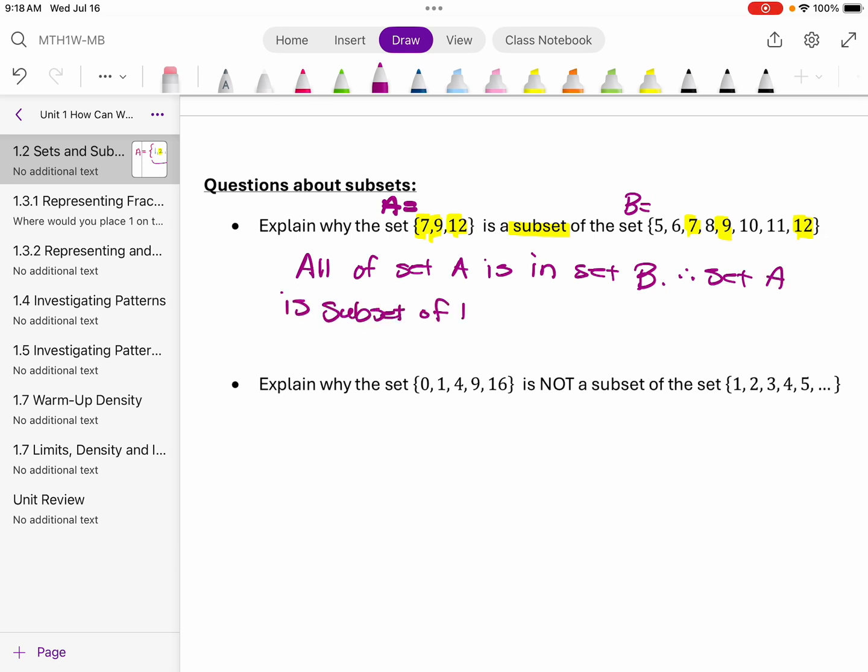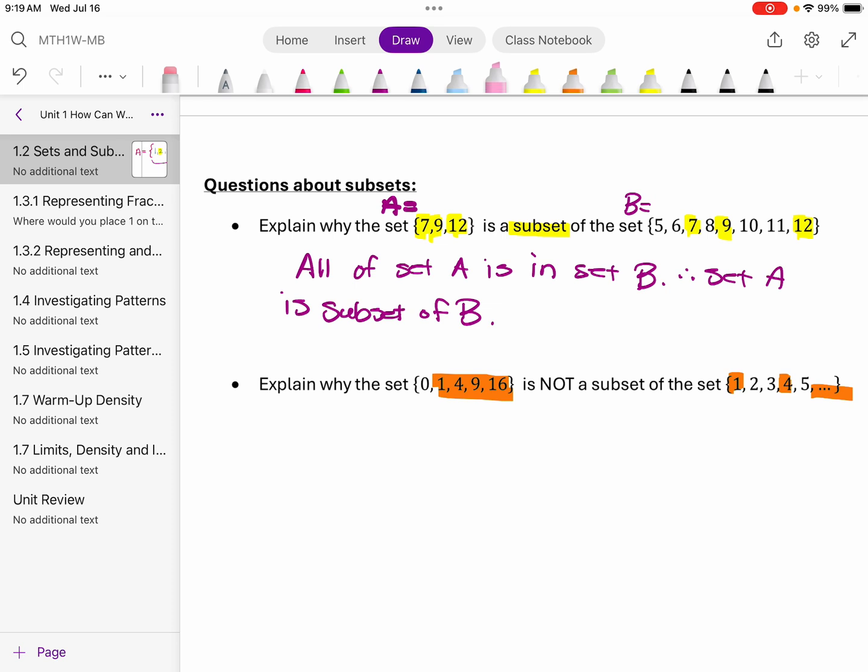Therefore, set A is a subset of B. Okay? And then the next one says, explain why the set 0, 1, 4, 9, 16, so those are called square numbers, is not a subset of set 1, 2, 3, 4, 5, dot, dot, dot. So take a second and explain that. Pause the video. So when I look at this set, all of these numbers, 1, 4, 9, 16, would exist because I've got 1, 4, 9, and 16 would continue in these dot, dot, dots.